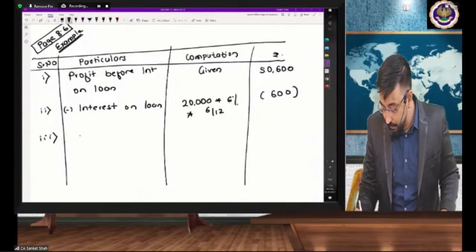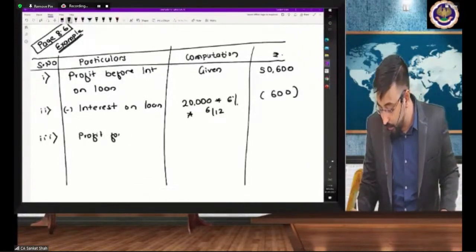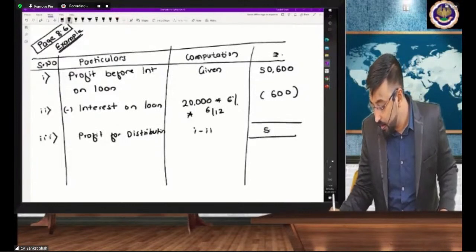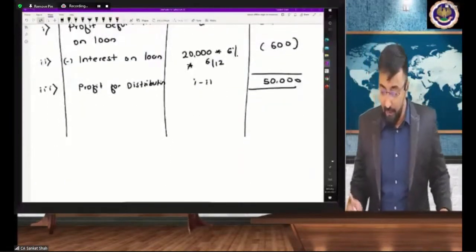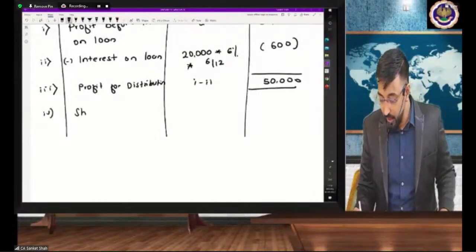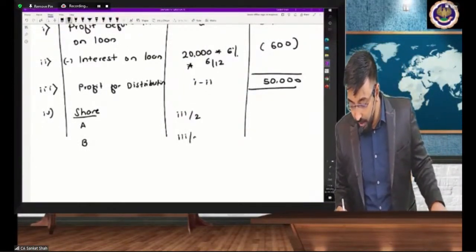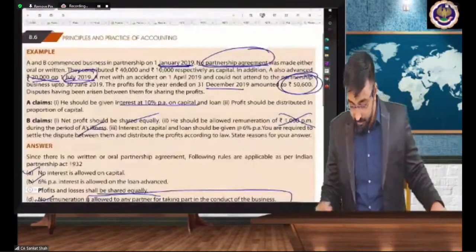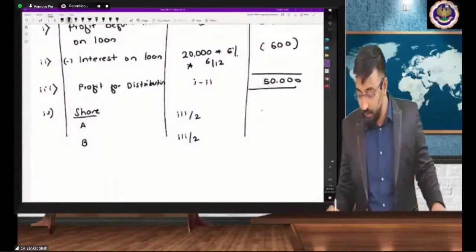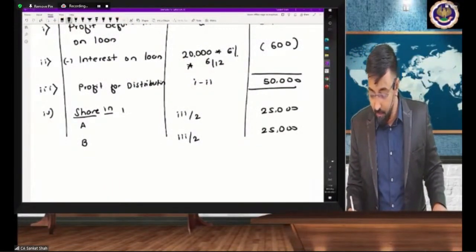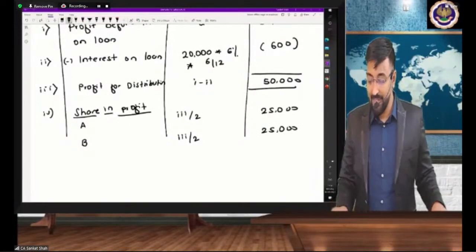Last one, profit for distribution. Profit for distribution, 1 minus 2, it will be 50,000. And Roman 4, share of A, B: Roman 3 divided by 2, equally. So their share is 25,000 each. 25,000, 25,000. Share in profit. So this is your example number 1.